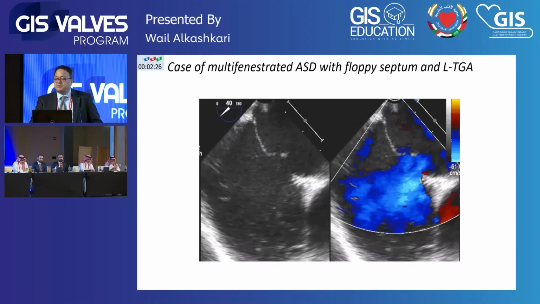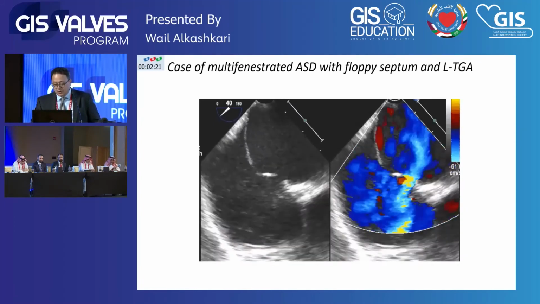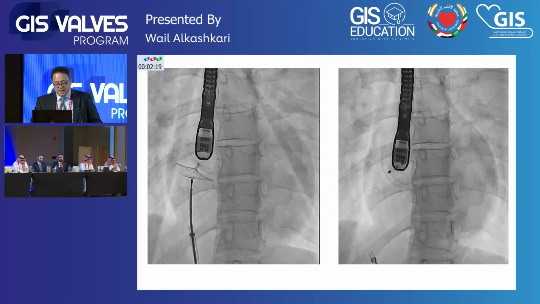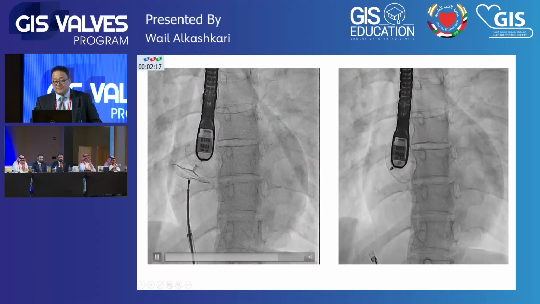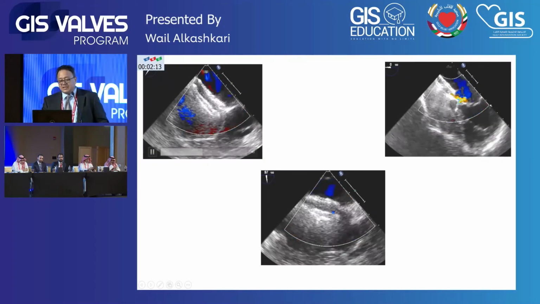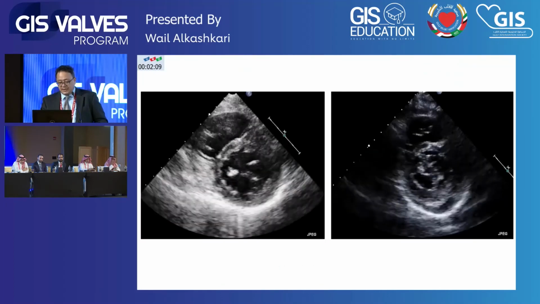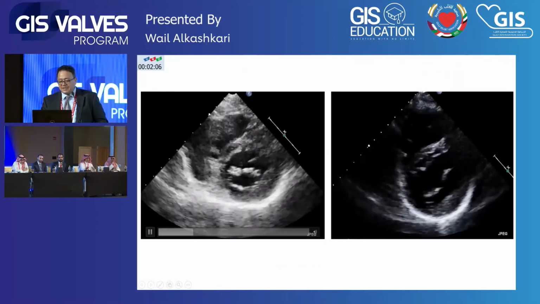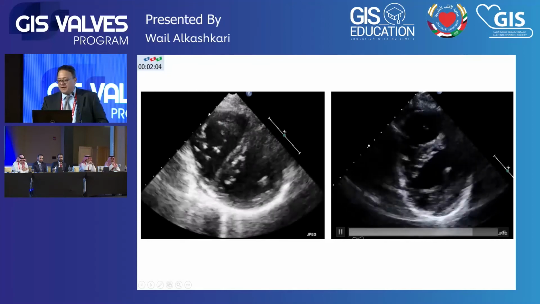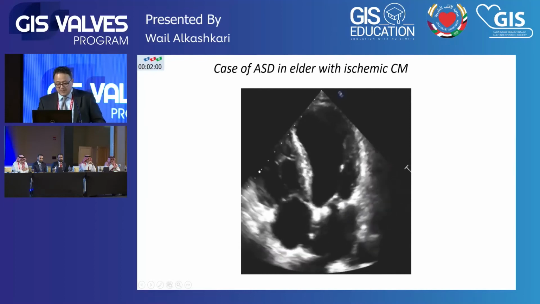LTGA, these people need really a very good hemodynamic study. So we crossed in the middle one, and then we used a multi-fenestrated device, and this is the device after release. And as you can see, well seated, no flow, and excellent positioning. This is the LV before. You see the D shape, and now it is after, very nice, no more D shape, and the patient is doing very well.